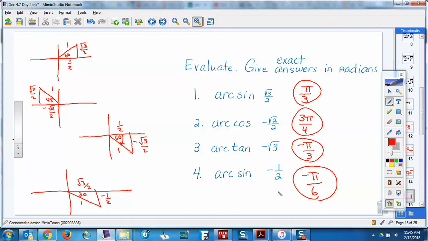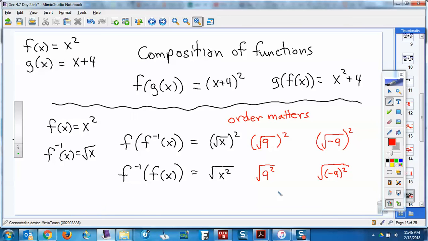Okay, so there's going to be a handful of those on the quiz to do with unit circles. We'll do them in radians. We'll give exact answers, no calculator. All right, so let's talk about this.